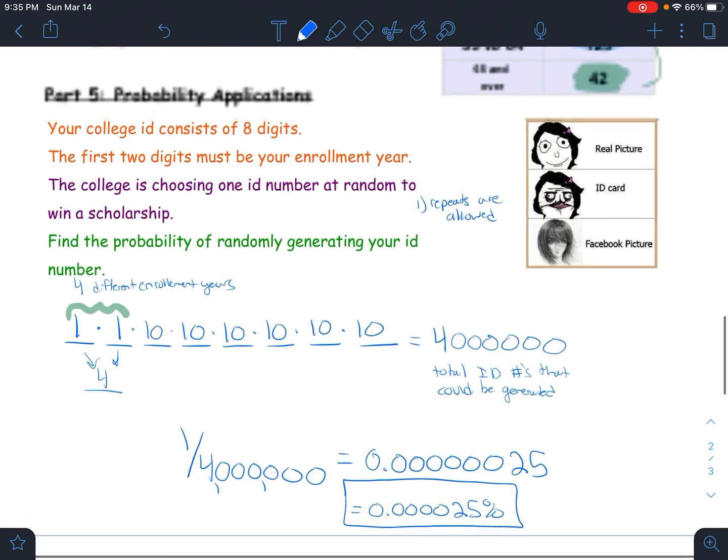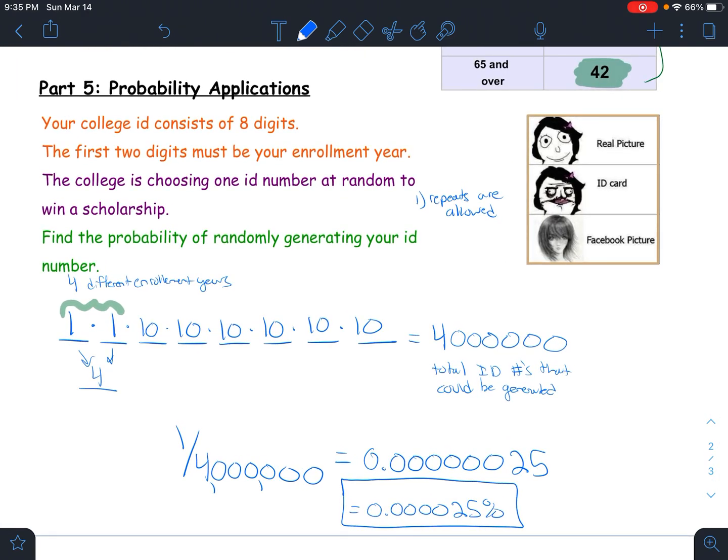However, again, this question is leaving us assuming a lot of things. Thing number 1, this college is really, really popular. There's 4 million student IDs we're assuming exist. Is this really the case? No. There's not going to be 4 million people going to that college. So our sample space is not that big. But without any additional information, this is the best we can do. So we are going to keep it like that.